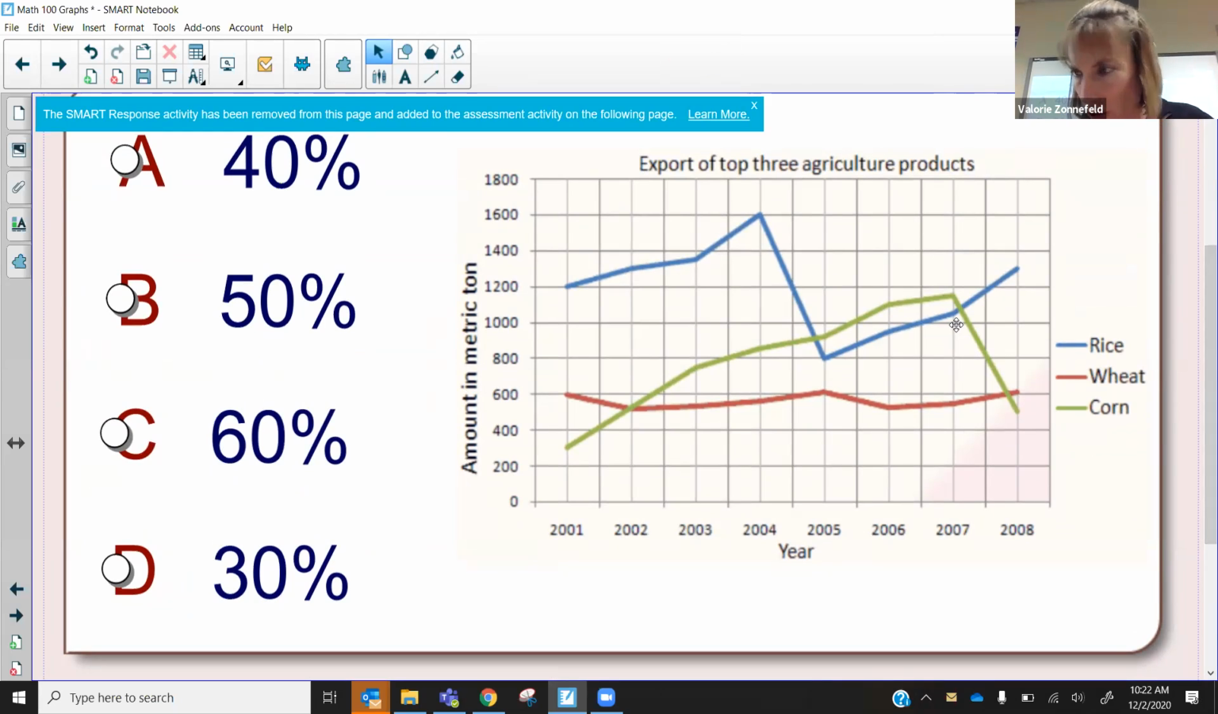Jonah, do you remember what number you used for the blue? I think I used like 1100. 1100? Okay, we'll go with 1100 for that. So if rice is 1100 and we have a total of 2680, what percent was the rice export of the total? Go ahead, put your answer in the chat box. Good guess, Seth, but we can be more accurate.